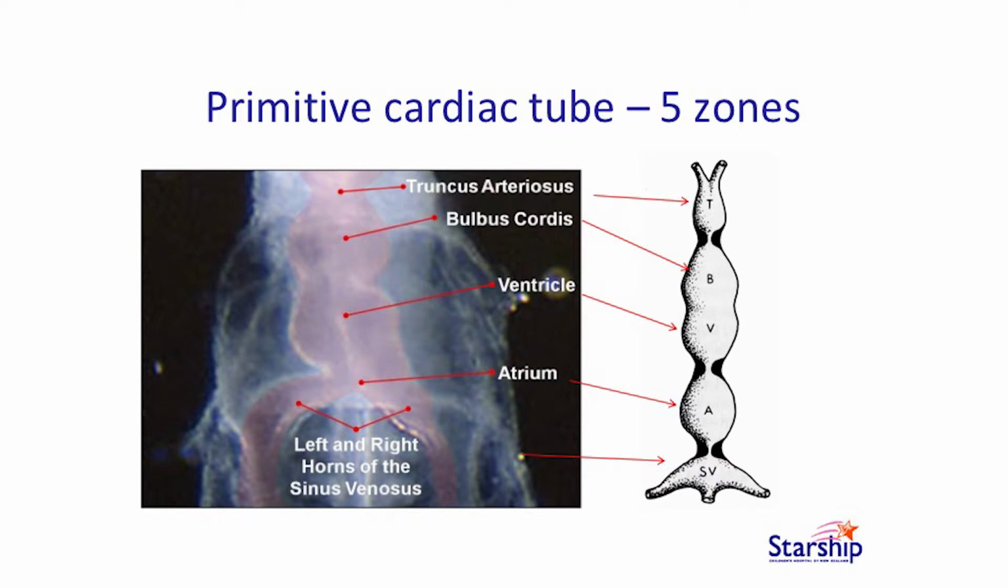And down here you have the sinus venosus. This is the most tail segment of the cardiac tube, and it becomes the major veins carrying blood into the heart, as well as parts of the right atrium.